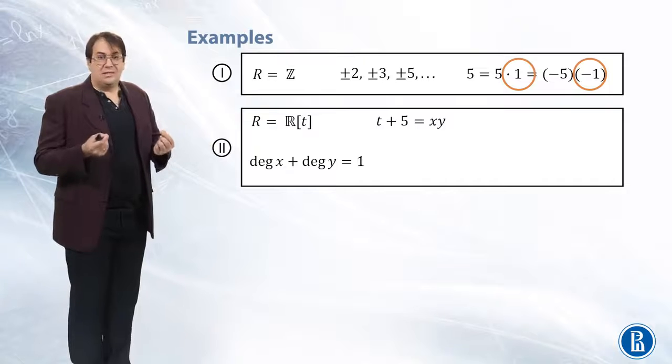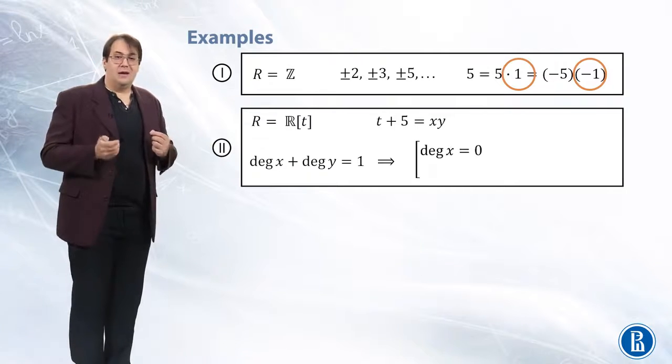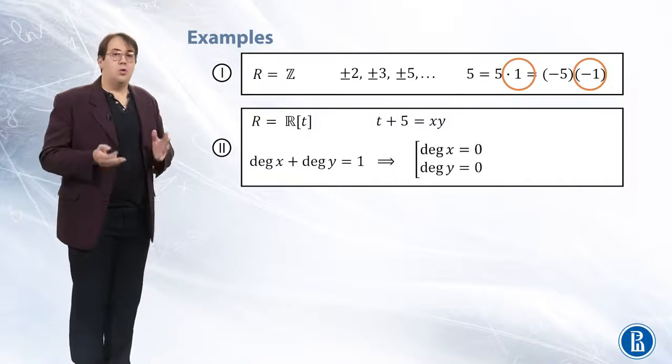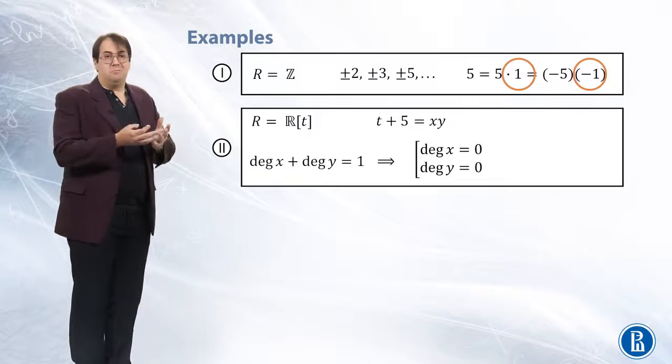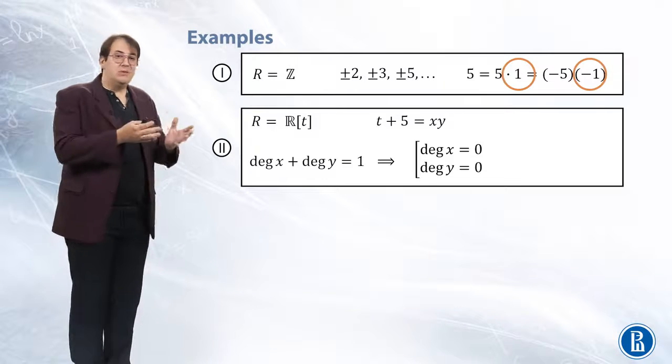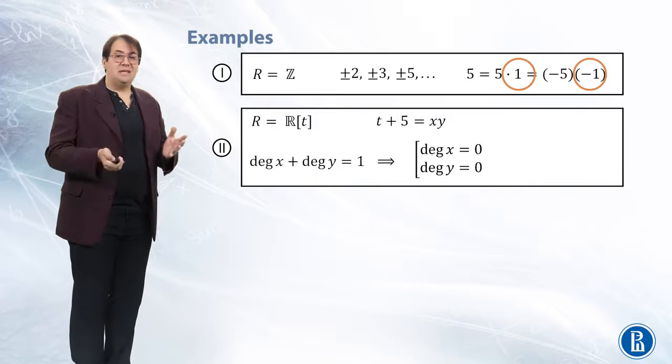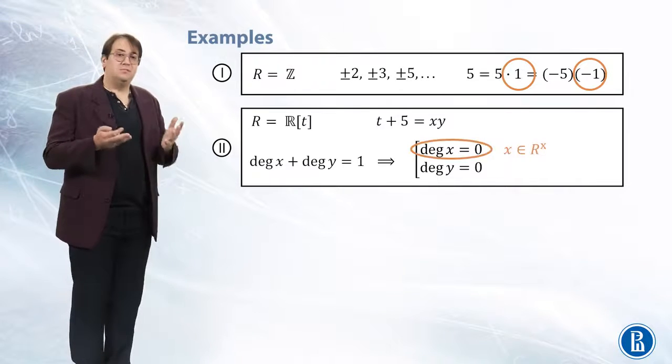From this it follows that either x or y has degree equal to 0. Well, for a polynomial, a degree being equal to 0 actually means that this polynomial is invertible.